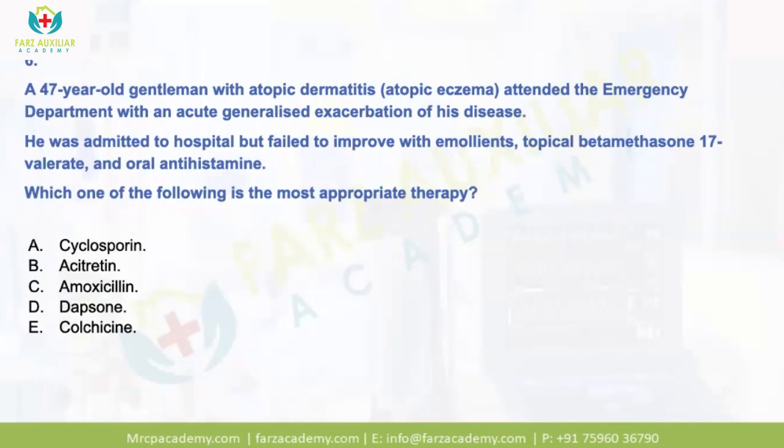A 47-year-old gentleman with atopic dermatitis attended emergency with acute generalized exacerbation of the disease. He was admitted to hospital, and failed to improve with emollients, topical betamethasone 17-valerate, and oral antihistamine. Which one of the following is the most appropriate therapy? Cyclosporin, acitretin, amoxicillin, dapsone, colchicine. So, worsening of the atopic dermatitis, which has failed to improve with emollients, topical steroids, antihistamine. So, the gentleman will need some systemic treatment.